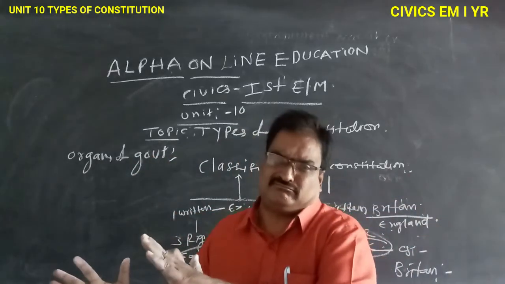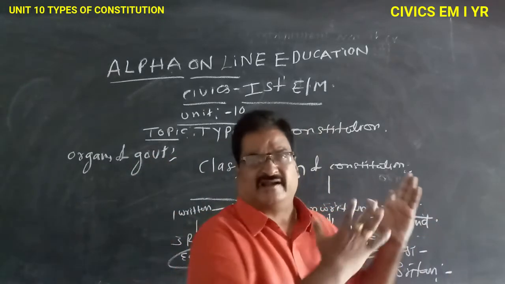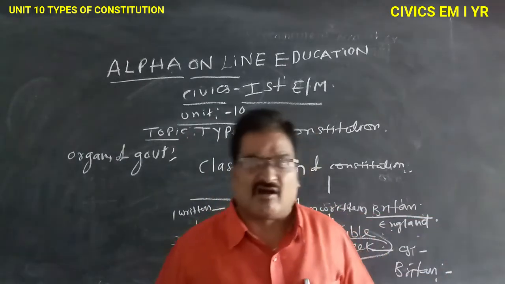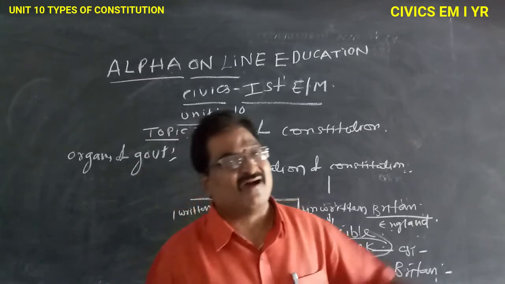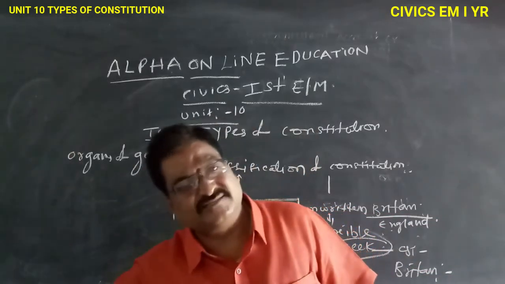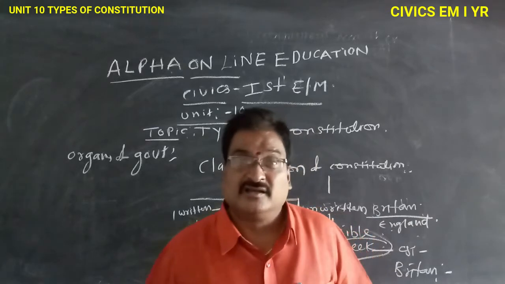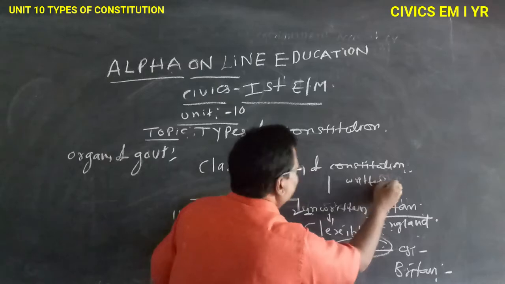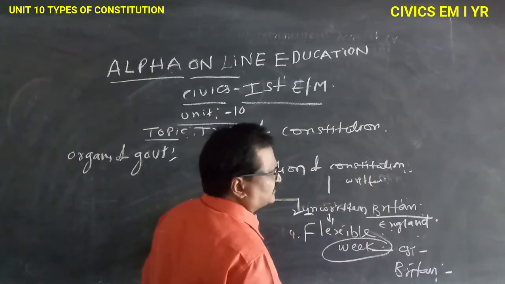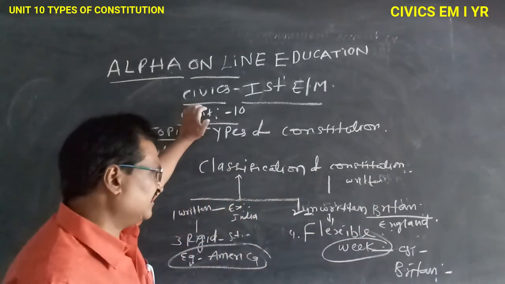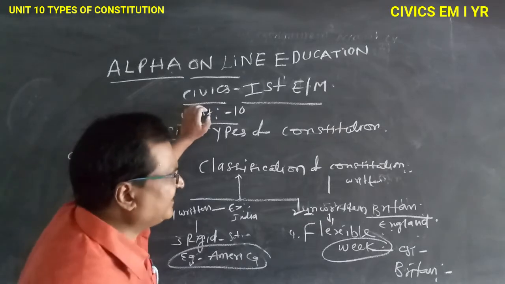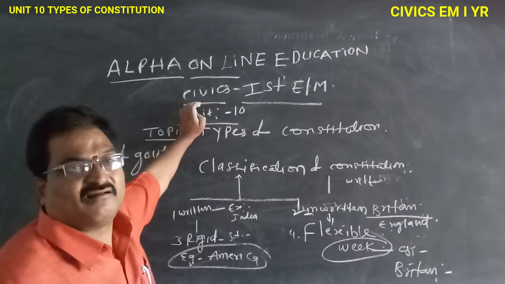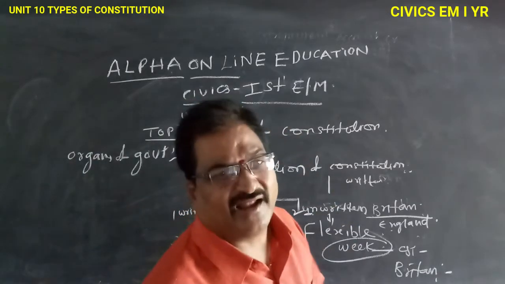Written, it is documentation. Unwritten, it is not documentation. Written, it is strong. Unwritten, it is not strong. Written, it has clarity. Unwritten does not have clarity. Written, it has brevity. Unwritten does not have brevity. So, the differences between written constitution and unwritten constitution is a 5 marks question. The example of written is India. The example of unwritten is Britain.